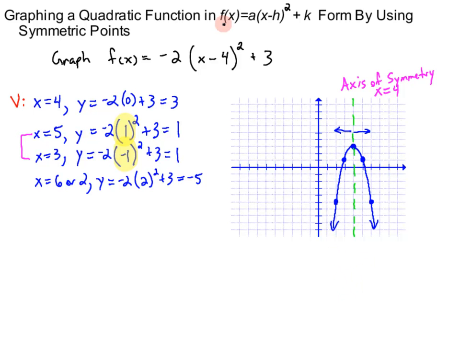So that's how to graph a parabola. In general, this parabola opens downward because this number is negative. The a value is negative. If it's positive, it opens upward. You can find the vertex and then look at symmetric points.